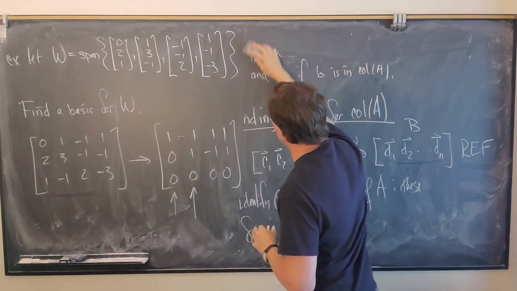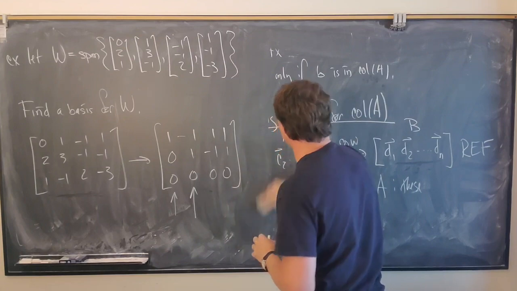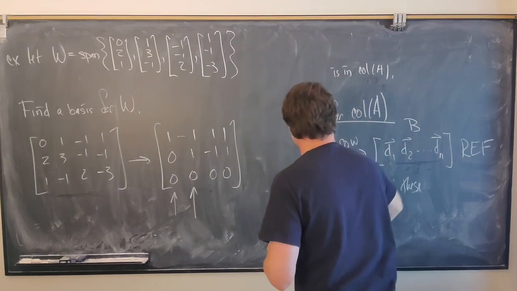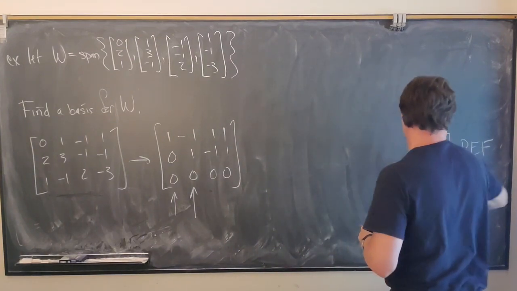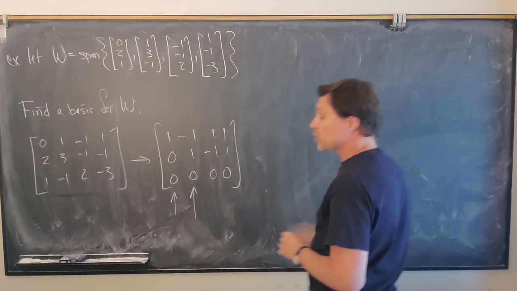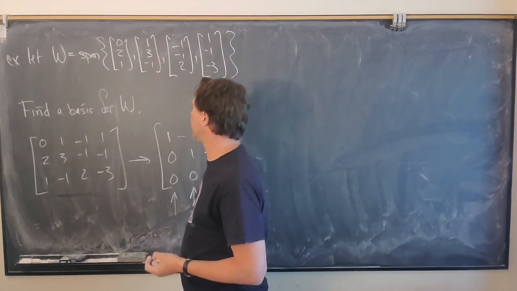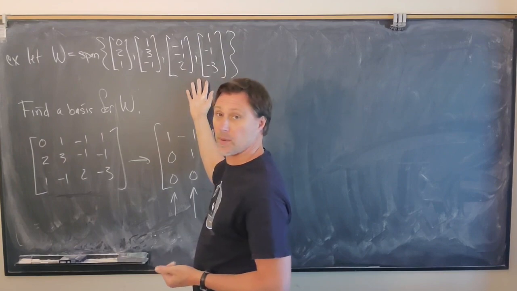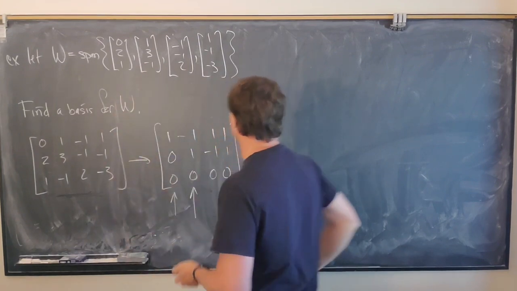So you can see now, this process takes all the guesswork out of it. It tells us exactly which columns are redundant, which vectors are redundant. It tells us we don't need these 2. If we want to talk about the span, all we need is the first 2.